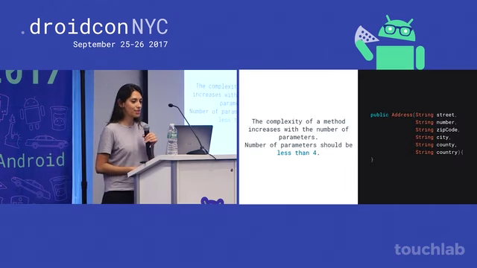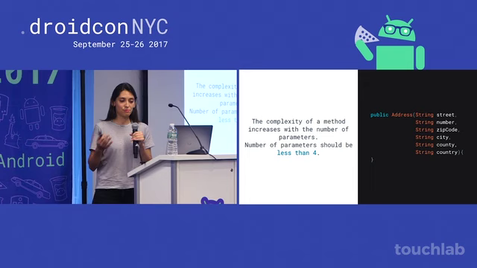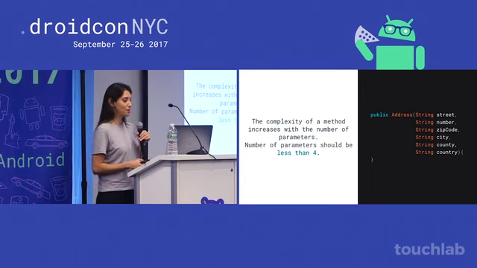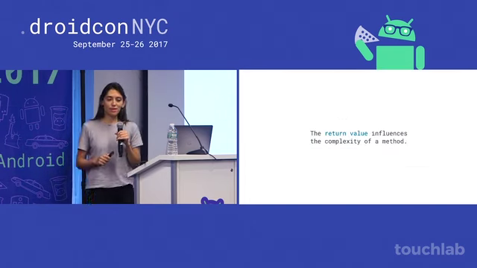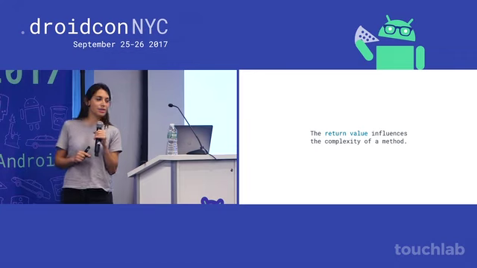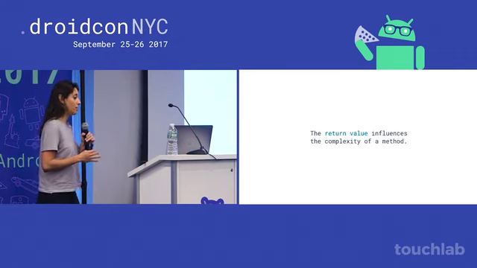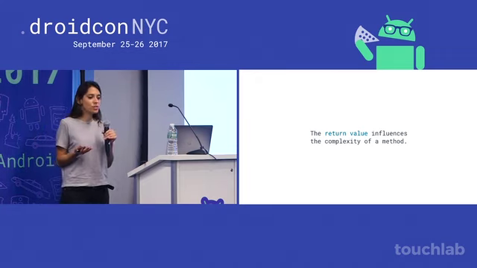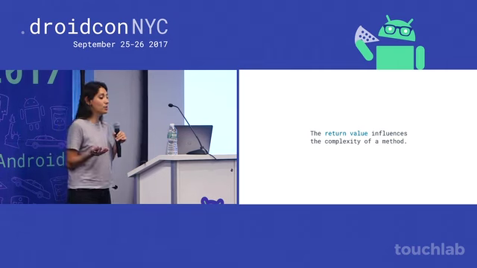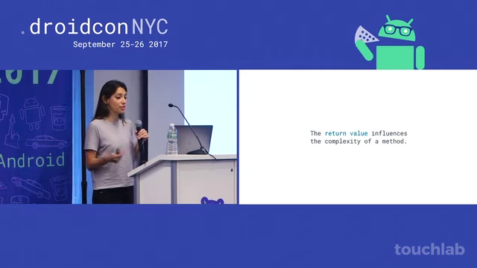So, well, in this case, also you could use a builder or wrap stuff around. Another thing that influences the complexity of the method is the return value, because the developer needs to know how to implement it, how to interpret it, and where to store it.